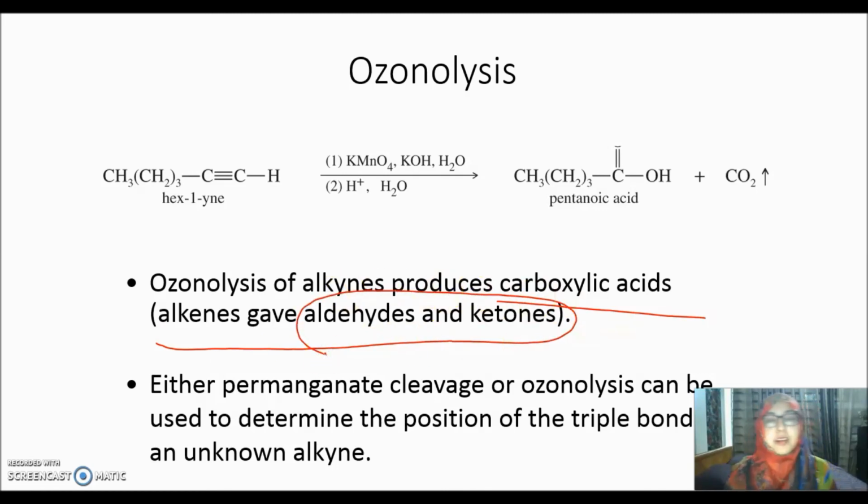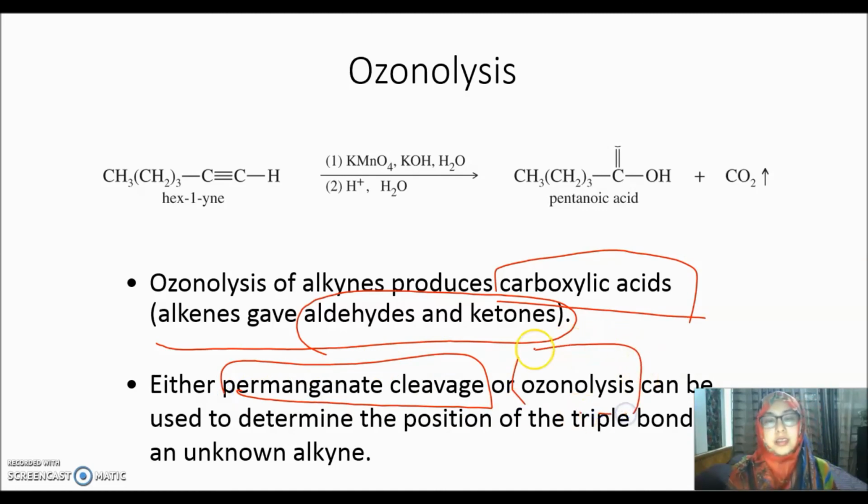Ozonolysis of alkene gives aldehyde and ketone. But with alkyne, it will produce carboxylic acid. You will use either permanganate cleavage or ozonolysis. Either one you will get acid.